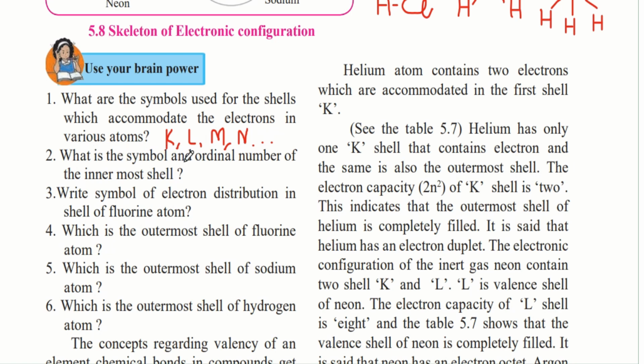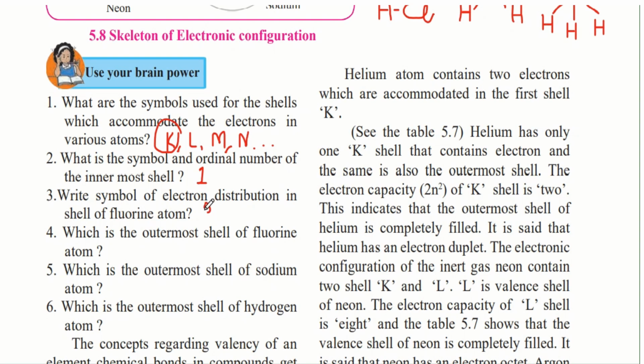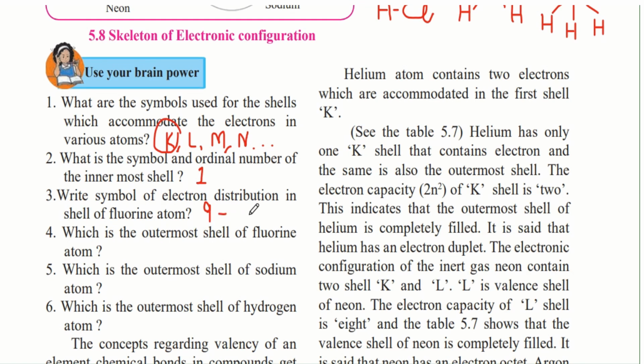What is the symbol and the ordinal number of the innermost shell? So the innermost shell is the K shell and it has an ordinal number of 1. Write symbol of electron distribution in the shell of the fluorine atom. So if you recall, fluorine has 9 electrons in total. Therefore, the first 2 electrons will be put in the first shell, that is the K shell, and when you subtract 2 from 9, you would get 7. So, the remaining 7 electrons would go in the L shell. So, this is the electronic configuration for fluorine.